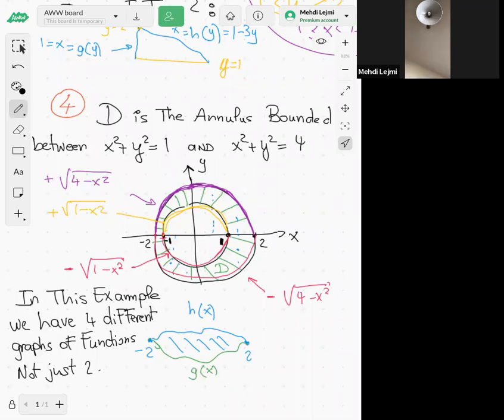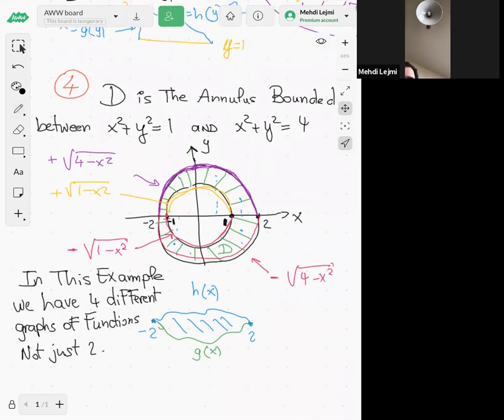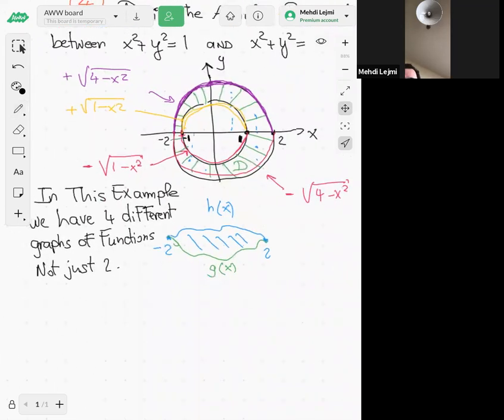But still, you're going to have four different graphs: plus or minus the square root of 4 minus y squared, and plus or minus the square root of 1 minus y squared, right? And so the conclusion in this case is that D is not an elementary region. It's not an elementary region.